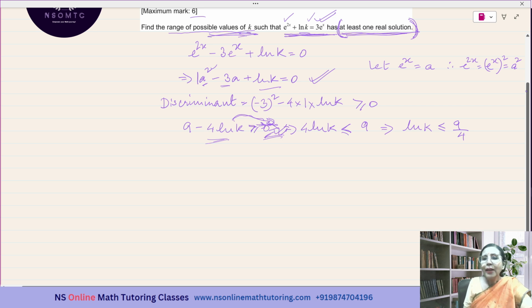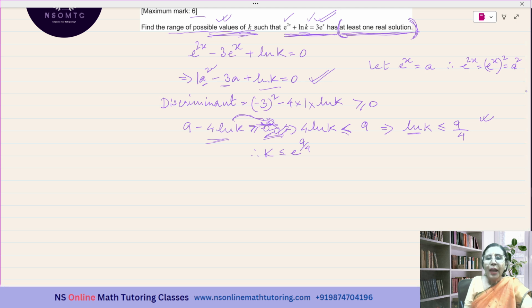So I'll be converting this to an exponential equation because I need the value of k. And since it is ln, the base is e. Therefore, k should be less than or equal to e to the power of 9 over 4. Okay. And we will be having a set of values. It matches with the question, possible values of k. That means we will be having more than one value for k.